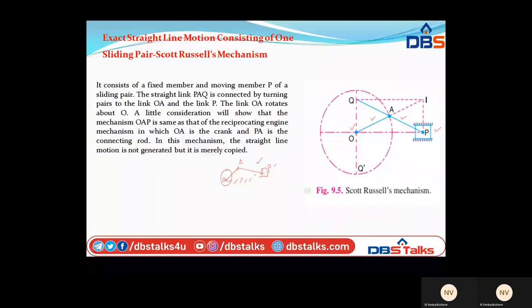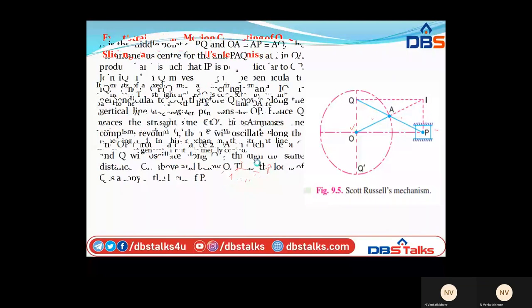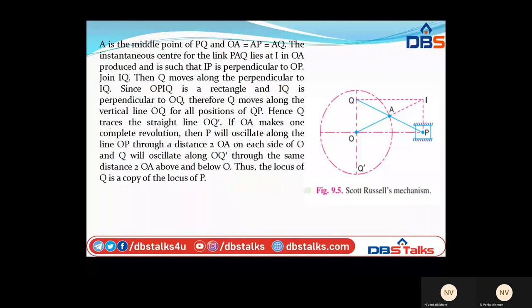So coming to the Scott-Russell mechanism, it consists of four links. In that, one is a sliding pair and the remaining three are turning pairs.